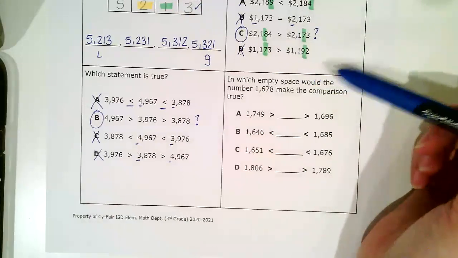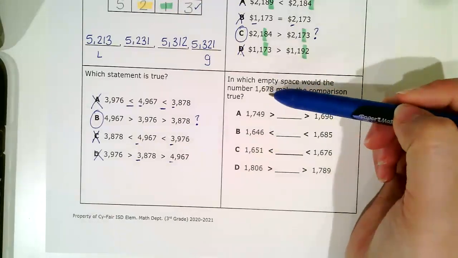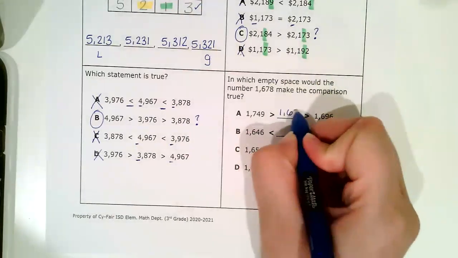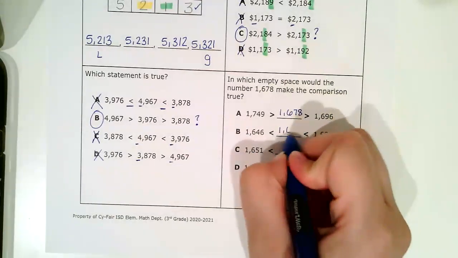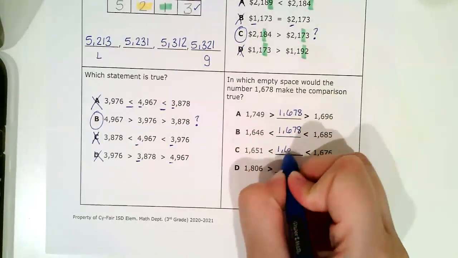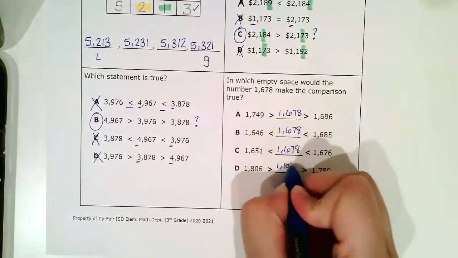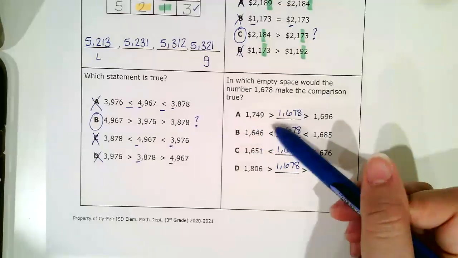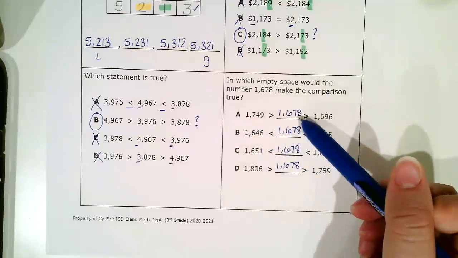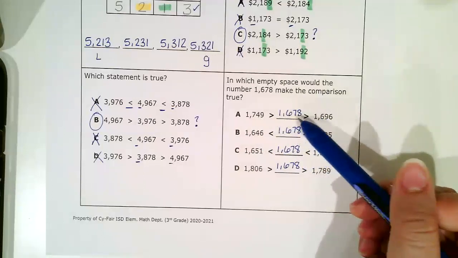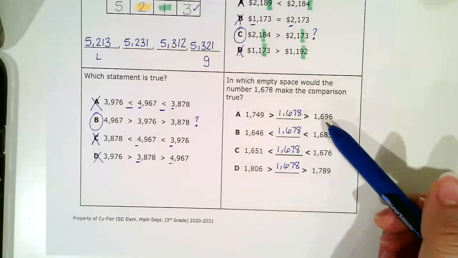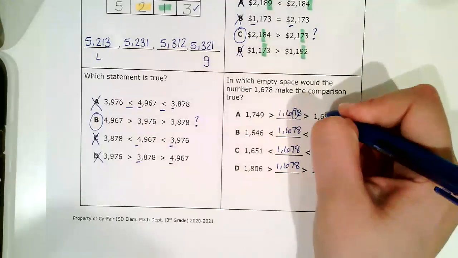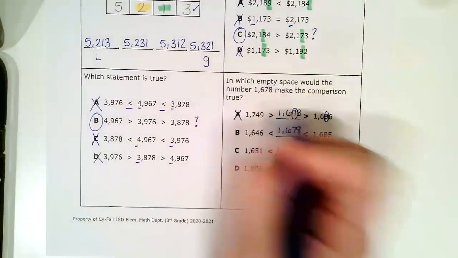In which empty space would the number 1,678 make the comparison true? So let's go ahead and I'm going to write this number into each blank. And then let's read the statements. So let's read the first one. 1,749 is greater than 1,678. Yes. 1,678 is greater than 1,696. No. This has a 7 in the tens place and this has a 9. 9 is greater.